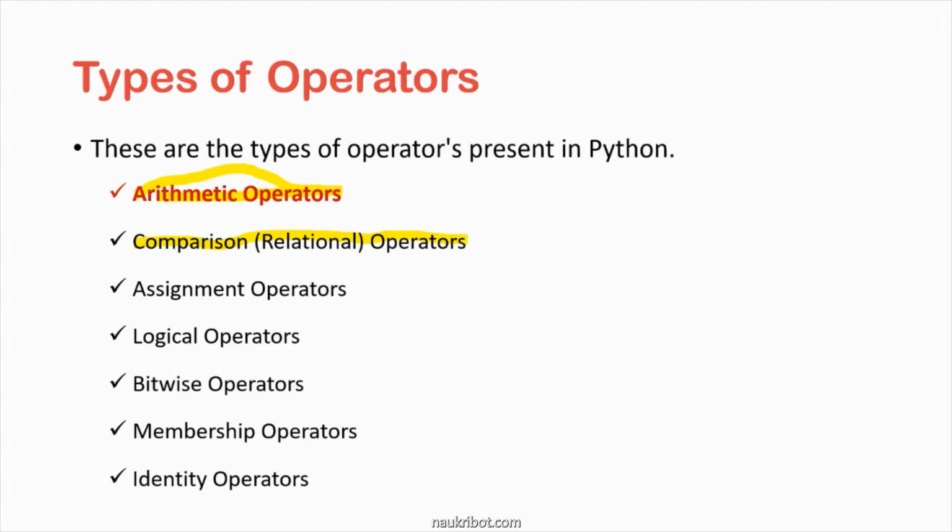the comparison operator, which we also call relational operators. The third one is the assignment operator. The fourth one is the logical operator. The fifth one is the bitwise operator. The sixth one is the membership operator. And the seventh one is the identity operator. These two, the membership operator and the identity operator, are special types of operators present in Python. We will see all of these one by one.